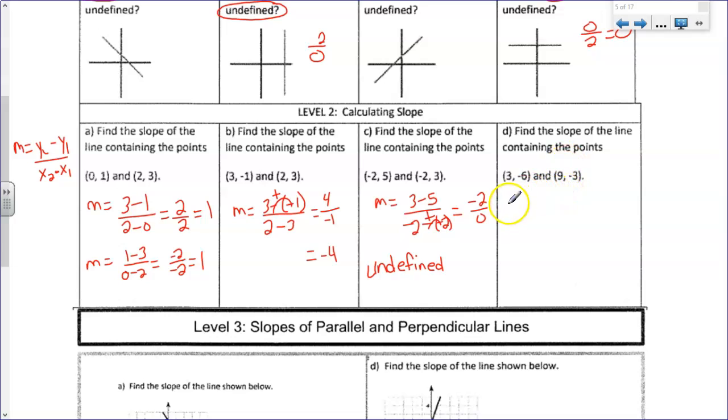Okay, this last one, you get -3 minus a -6, and then you have 9 minus 3. So -3 plus 6 is 3, and then 9 minus 3 is 6. 3 over 6 will simplify to 1/2. Okay, so that's using our formula.